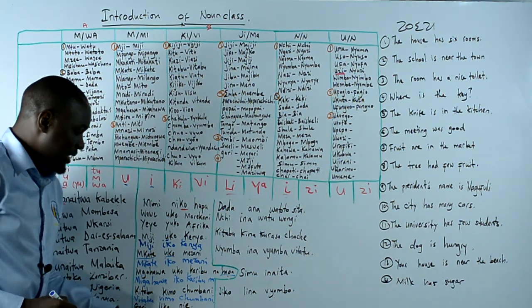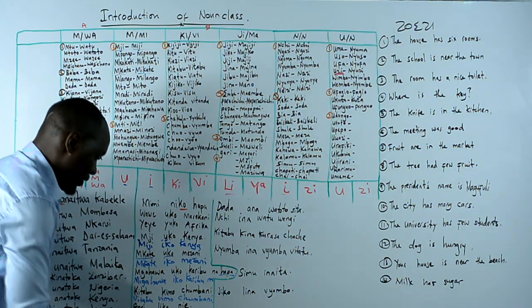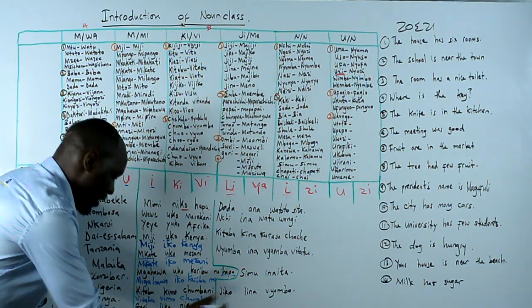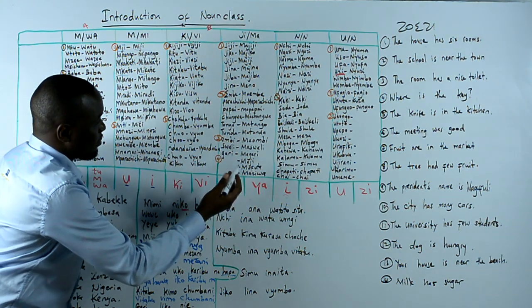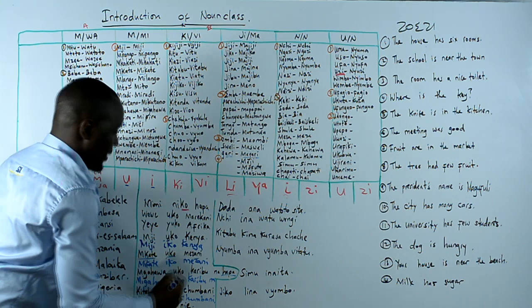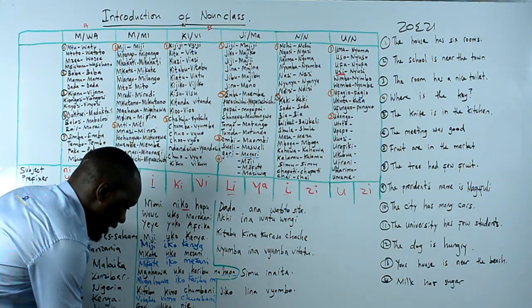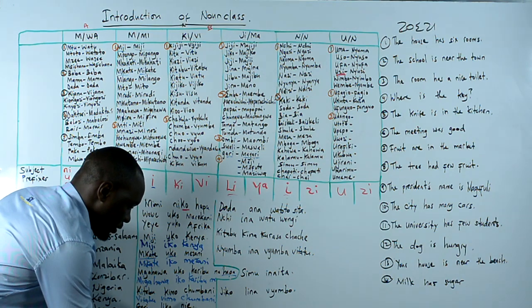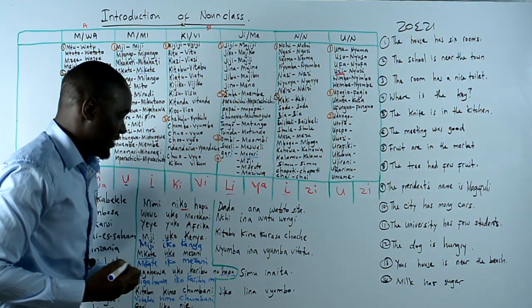See that? Gari liko nje. The car is outside. Nje means outside. So the cars are outside will be magari, because gari is a car. Gari, where is it? Gari is one. Many will be magari. So magari yako nje. You see? Then translate for me these sentences.